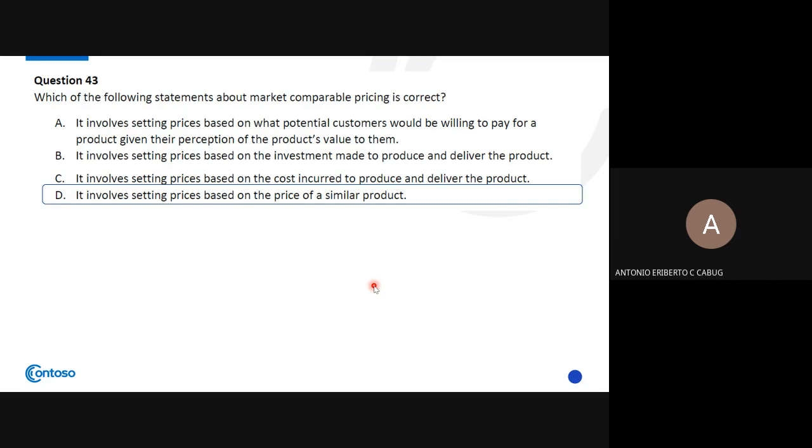The same industry, for example, if you look at the price of PLDT, you can base it on the price of Globe, how its price compares to earnings per share. For example, okay? We call this market comparable pricing, setting prices based on the price of a similar product. Letter D. Very good. Next, let's now go to elasticity. We'll give you 1 minute. Go.